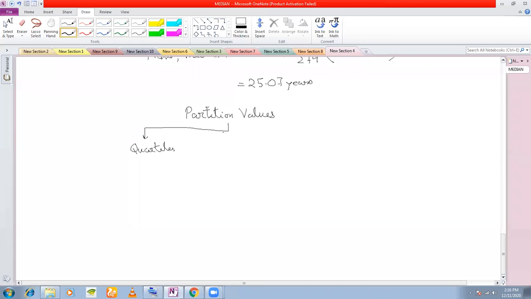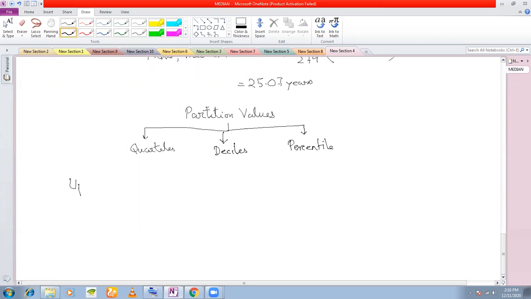Partition values are your quartiles, your deciles, and your percentiles. You know what a percentile is? I'll tell you about percentile. Very interesting, this percentile concept. So first of all, quartiles.